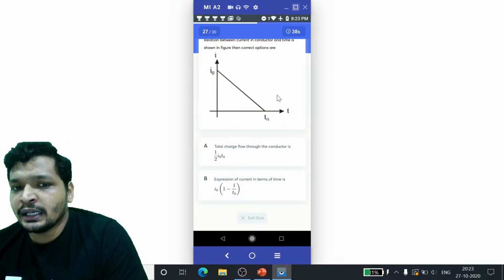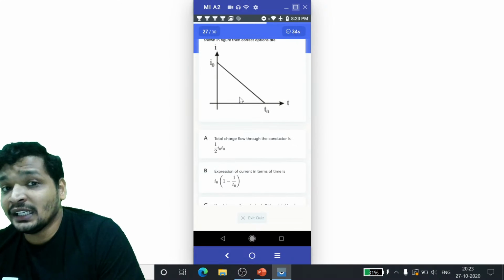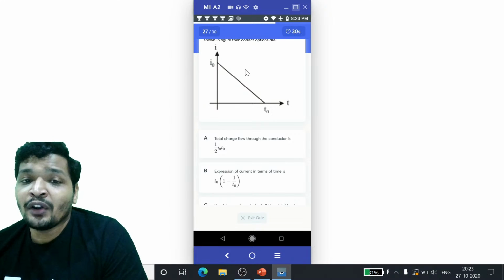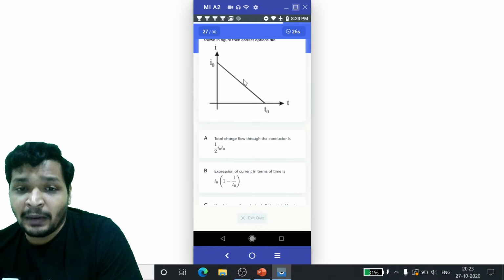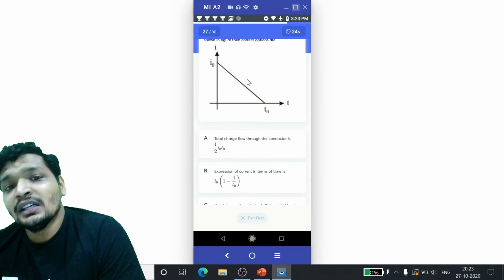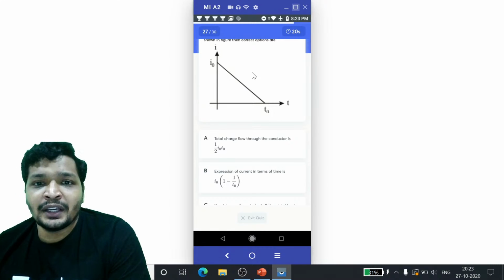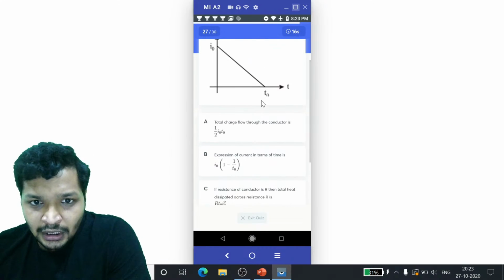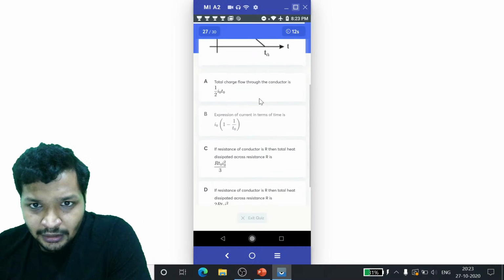Then you'll start integrating it to find out charge. Okay, I is dq by dt. So dq by dt is equal to I naught minus I naught by t naught into t. Once you integrate it, it has to vary from 0 to some time t naught. Okay, total charge through the conductor. Expression of current in terms of time.